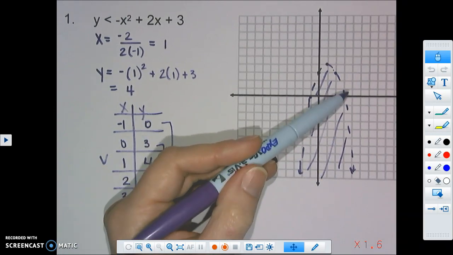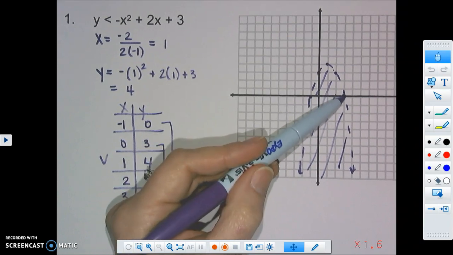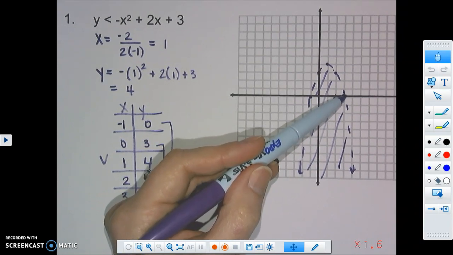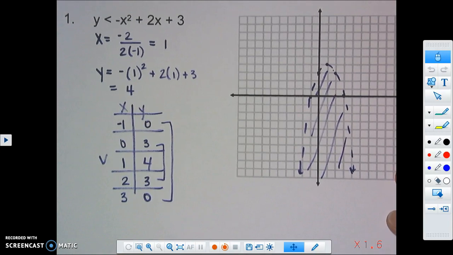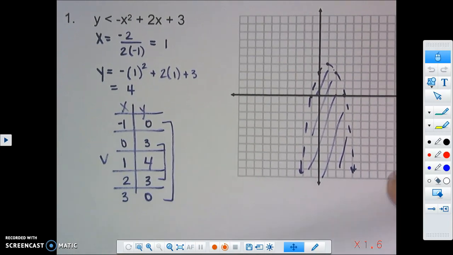Now, you're asking yourself, would this point here, 3, 0, be a solution? Well, it's on a dashed line, so remember that means that would not be a solution. Anything on this parabola would not be a solution to this quadratic inequality. Let's take a look at another example.